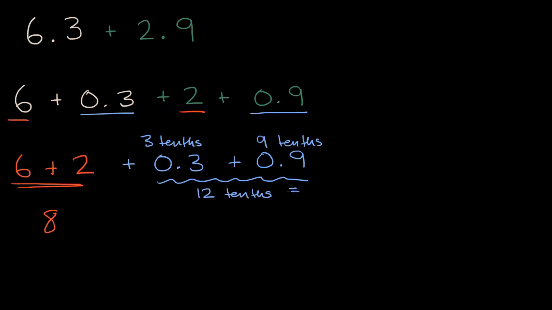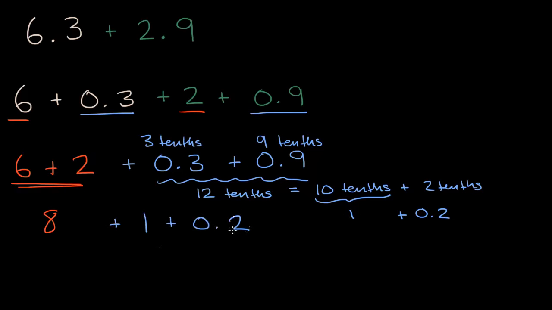Well, 12/10 is the same thing as 10/10 plus 2/10. And the reason why I broke it up this way is 10/10 is 1 whole. So this is going to be equal to 1. So when you add these two together, it's 12/10, which is the same thing as 1 and 2/10. So I can rewrite this as plus 1 plus 2 tenths. And then I think you see where this is going. I could add the 8 and the 1, and I get 9 and 2 tenths. So it's going to be 9.2.